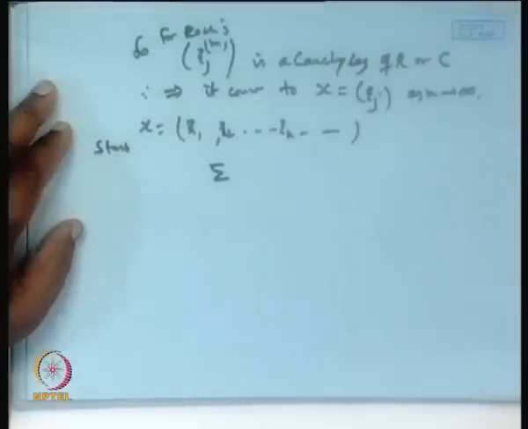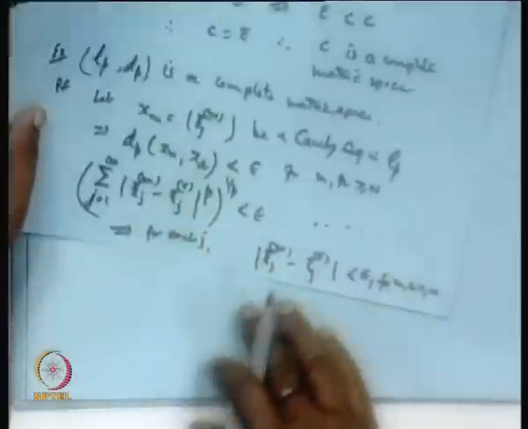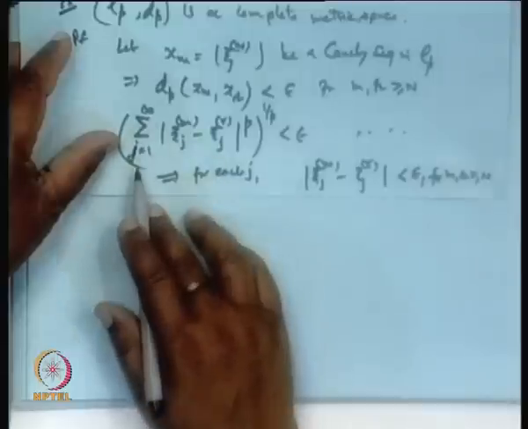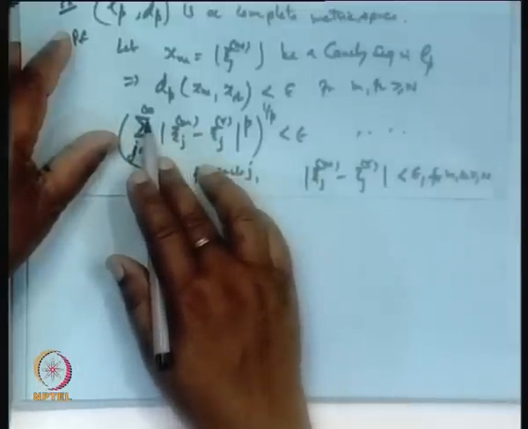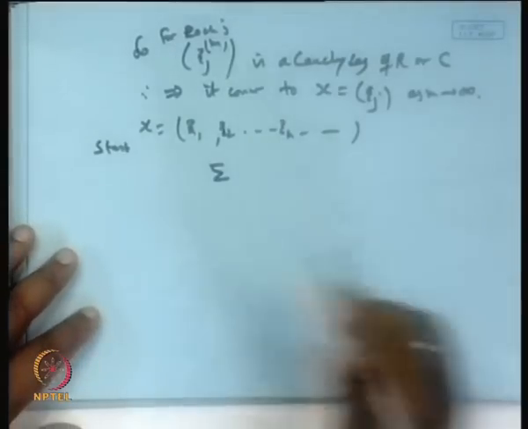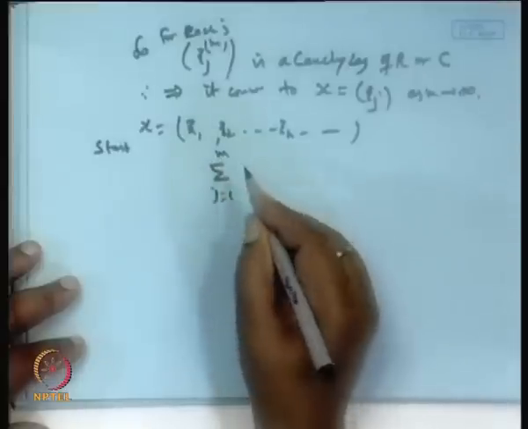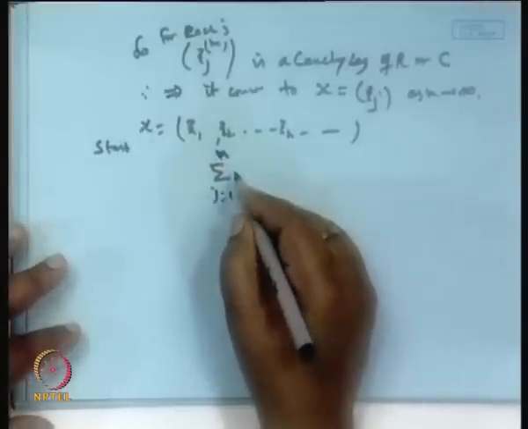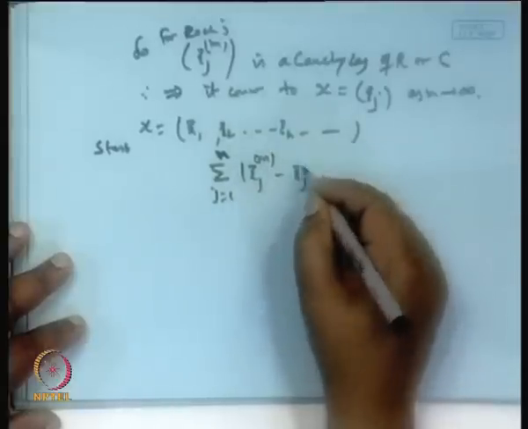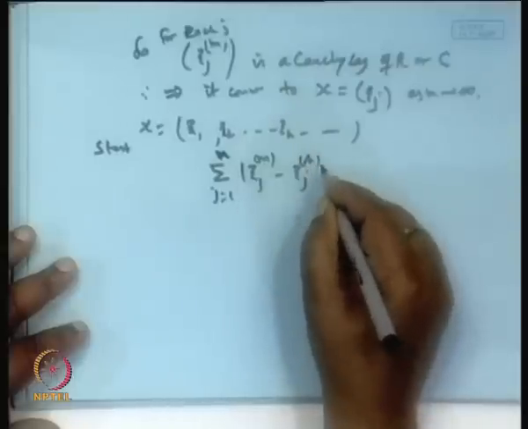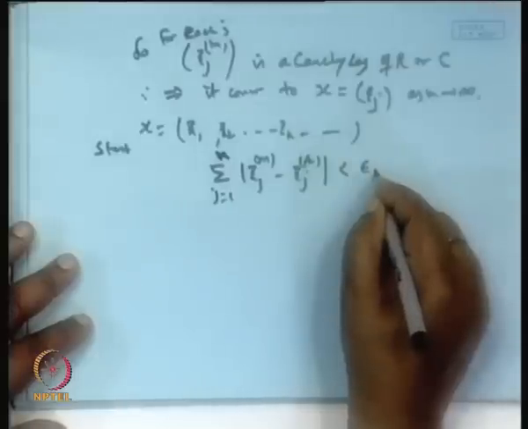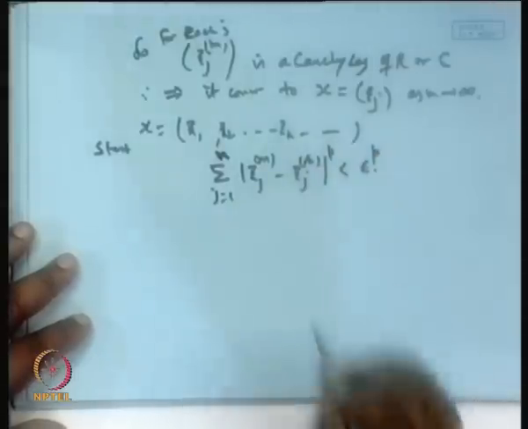Sigma, just the previous one, j is 1 to infinity, this is less than epsilon^p. So, if I truncate, say start with j equal to 1 to n, then obviously this remains less than epsilon^p. So, start with sigma j equal to 1 to n, of mod xi_j^m minus xi_j^r, raised to the power p. This remains less than epsilon^p.